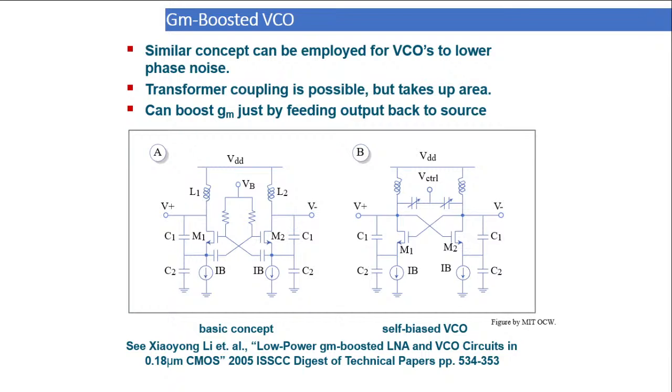So what is the similar concept here? You can see both the figures. In both the figures, what we have used is the difference principle. Transformer coupling is possible here, but transformer coupling takes up more area, whereas this can boost GM just by feeding the output back to the source. The circuit is a different circuit.